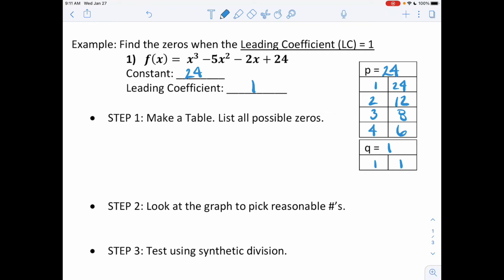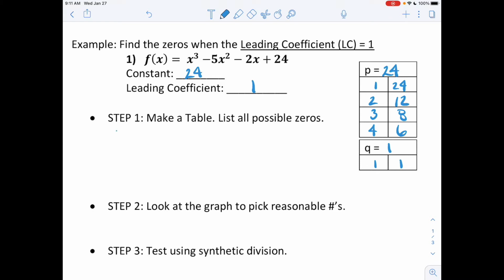And remember, to be able to list all of the possible zeros, we have to take positives and negatives into consideration. We have to take every one of our p values into consideration, and for each of those p values, we have to place it over the q value. Since I only have one q value, 1, that makes it a little bit nicer. So let's go ahead and start listing our zeros.